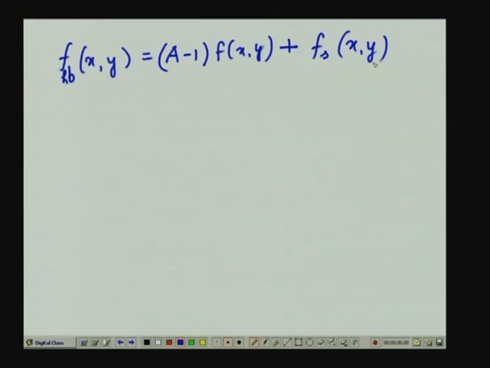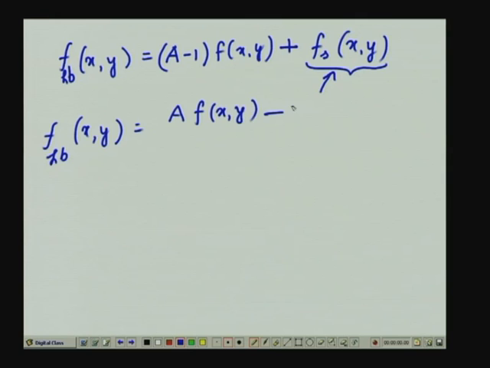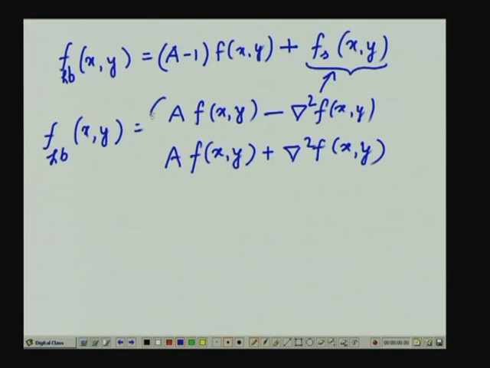Now, it does not matter in which way we obtain the sharpened image. So, if I use the Laplacian operator to obtain this sharpened image, in that case the high boost filtered output f_hb(x,y) simply becomes A f(x,y) minus the Laplacian operator on f(x,y). And this is the case when the center coefficient in the Laplacian mask will be negative. Or I will have the same expression which is written in the form A f(x,y) plus Laplacian of f(x,y) when the center coefficient in the Laplacian mask is positive.